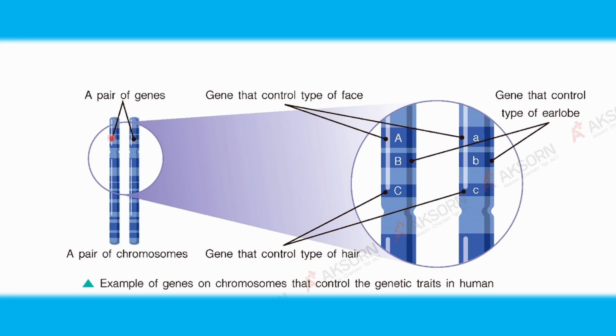You can see here that here and here, these are a pair of genes. A pair is like saying two. So we have a pair of socks, for example, or a pair of shoes. As you have two socks, two shoes, a pair. A pair of chromosomes. Each one of these is a chromosome.